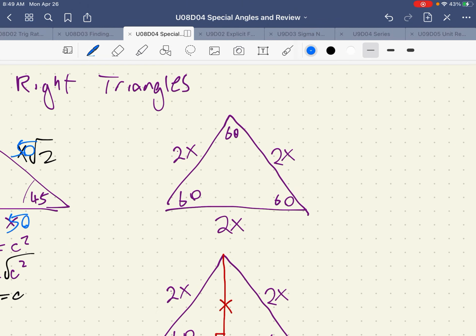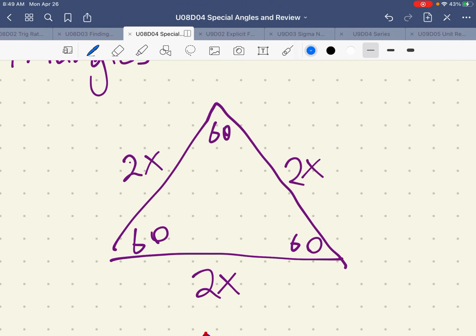So let's take a look at the other example we'd like to do, which is the 30, 60, 90 right triangle. The way this works is I'm going to draw an equilateral triangle, and I'm going to measure the sides. I'm going to call them each 2x. I could call them x, but I would prefer to call them 2x so we don't work with decimals.